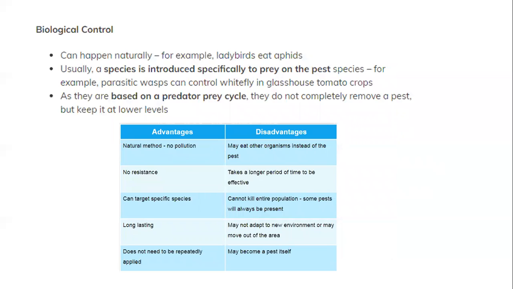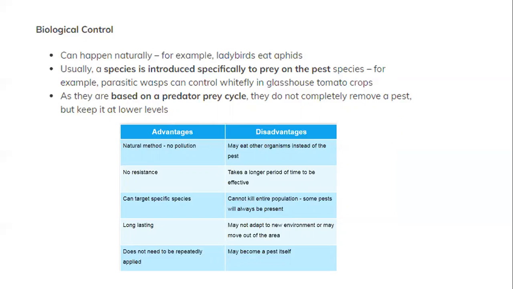Right. Now we will see the biological control. This can happen naturally. For example, ladybirds eat aphids. So usually a species is introduced specifically to prey on the pest species. So let's take an example. Parasitic wasps can control whitefly in glasshouse tomato crops. And also they are based on a predator-prey cycle.